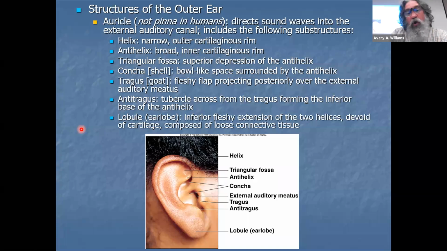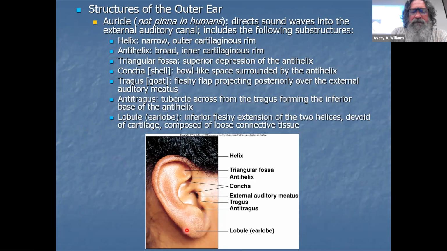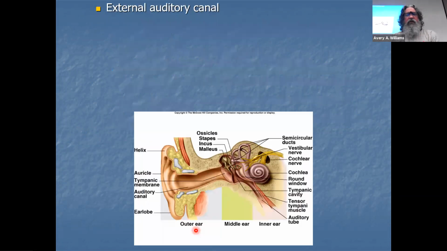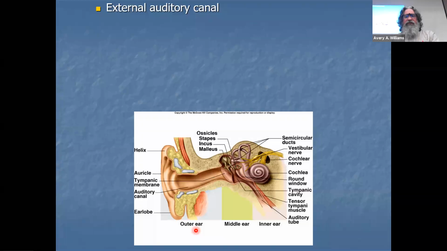And then the lobe or lobule or just earlobe. This is the cartilage-less portion of your auricle. So there's no cartilage in here. It's an inferior fleshy extension of the two helices devoid of cartilage, composed of loose connective tissue. So if you open this up, there'd just be areolar connective tissue in there. Maybe a little bit of adipose, okay? So let's talk about the parts.